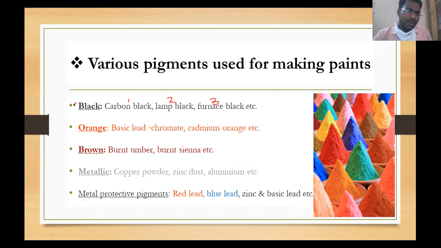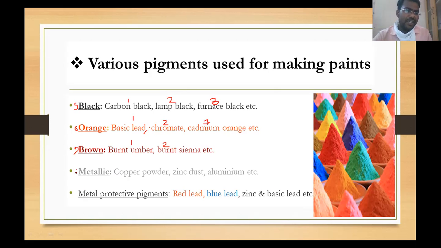Then whenever we are talking about the orange color, for orange, basically chromate, then cadmium orange, is used. These pigments are used for making the orange color. For making the brown color, burnt umber or the burnt sienna are basically used for making the brown color.